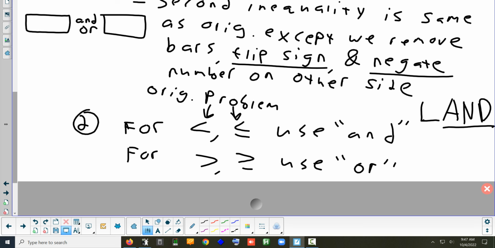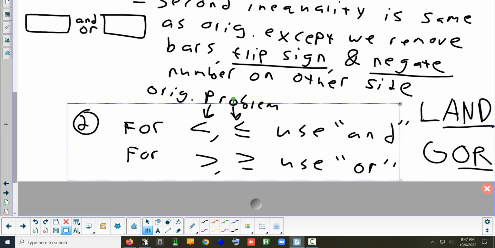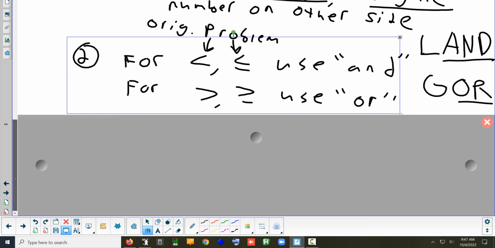If it's not a less than, well, then it's a greater than. So greater than uses the word or. Gor. I like land. So we'll go with that. So less than is an and. Greater than is an or. Doesn't matter if it has the equal to or it doesn't. Greater than always is an or. Less than is always an and.